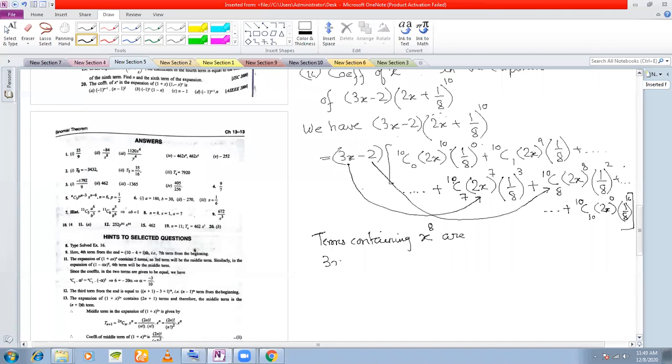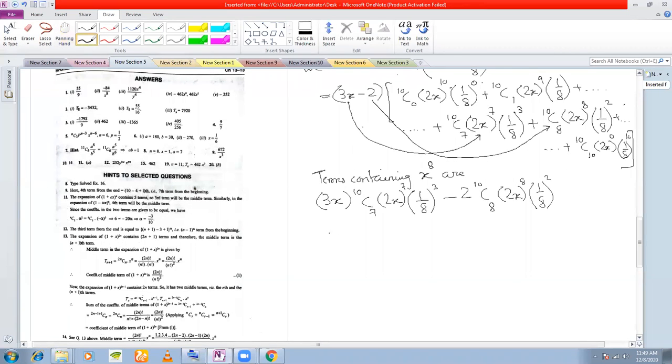First, 3x into 10C7, (2x) to the power of 7, into 1/8 cube. This is one term that contains x to the power of 8. And what else? There's a minus sign: minus 2 into 10C8, (2x) to the power of 8, into 1/8 square. These are the two terms that will contain x to the power of 8. So now you just simplify.